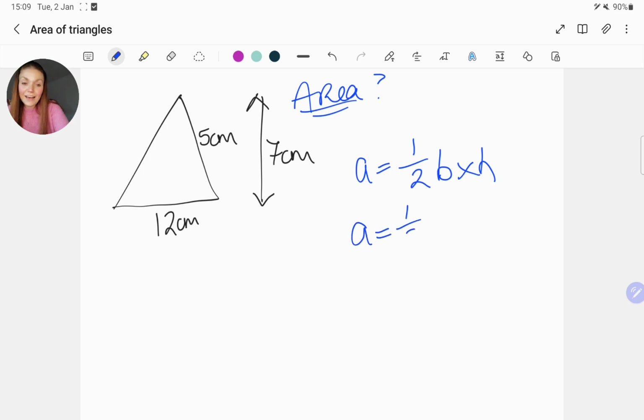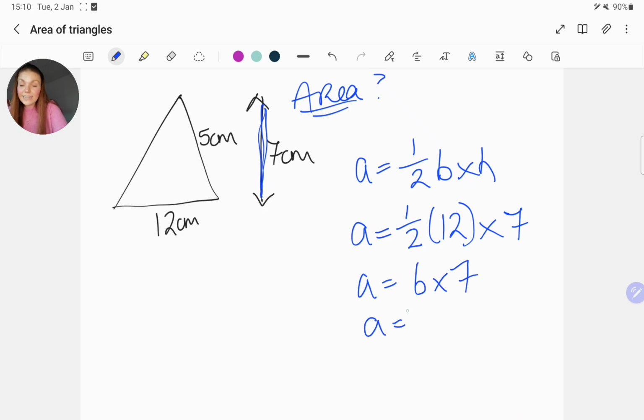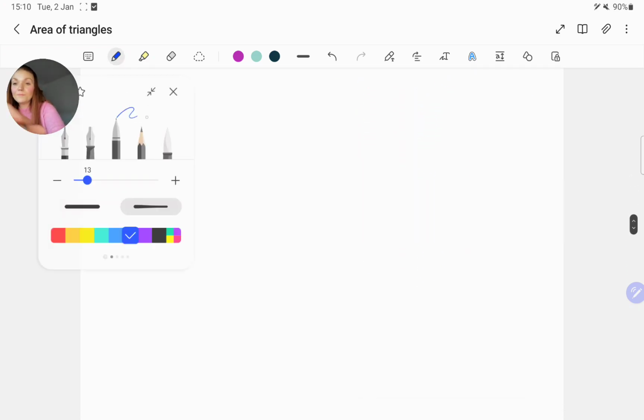Area equals half our base, which is 12, times our perpendicular height. So the height that meets at a right angle, so two lines that meet at a right angle. So our height is this one, the perpendicular height, 7. So area equals half of 12 is 6 times 7. So 6 sixes are 36, 6 sevens are 42. Brilliant. Okay, let's try one more.